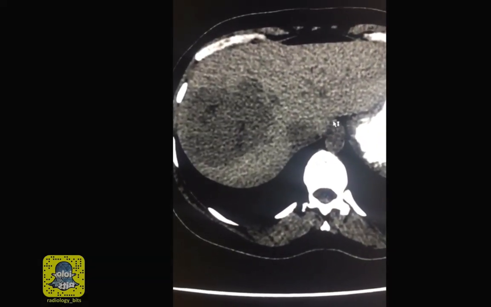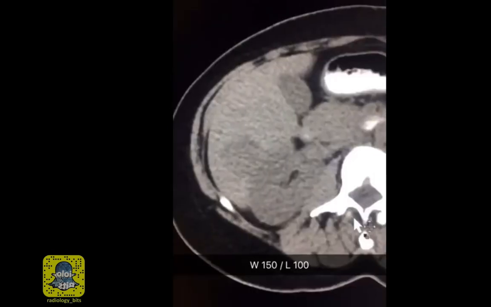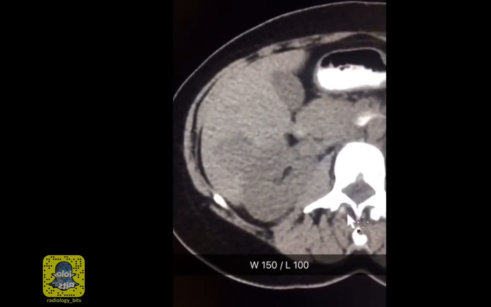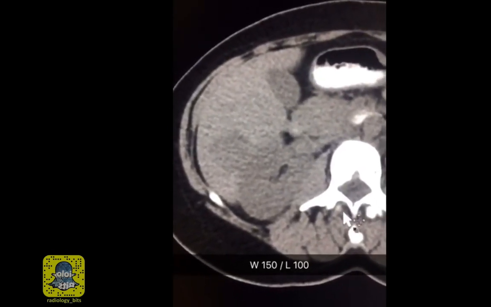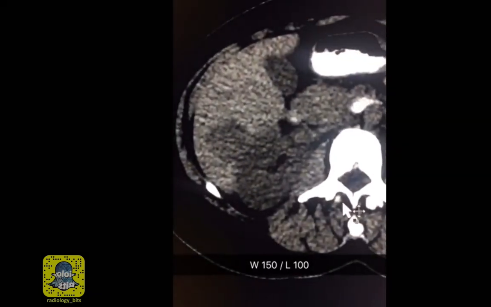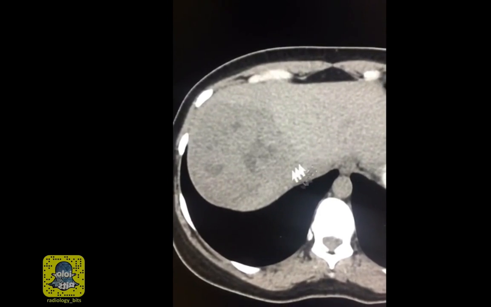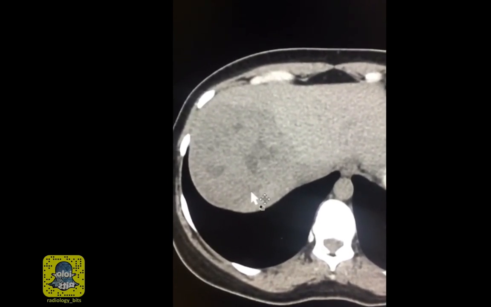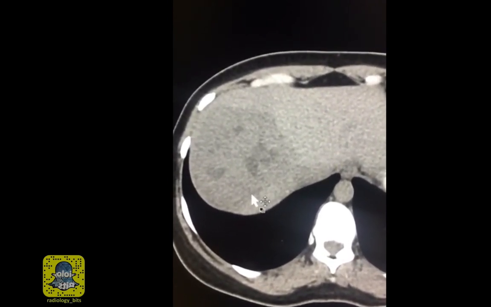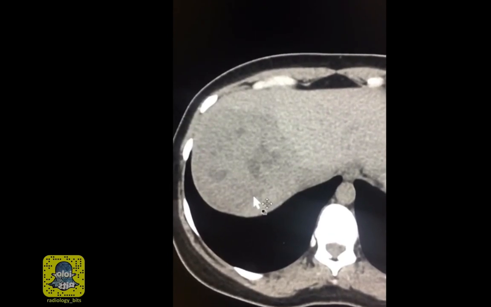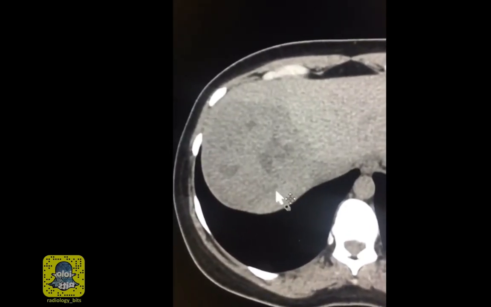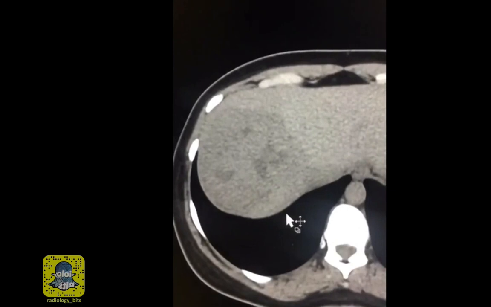You can see how the lesion is much more obvious. Let's do that again for the other lesion and switch to the liver window, and now it's even more obvious than before. So you basically have two hypodensities within the right hepatic lobe, one heterogeneous, one homogeneous. This is what you see on the pre-contrast image.